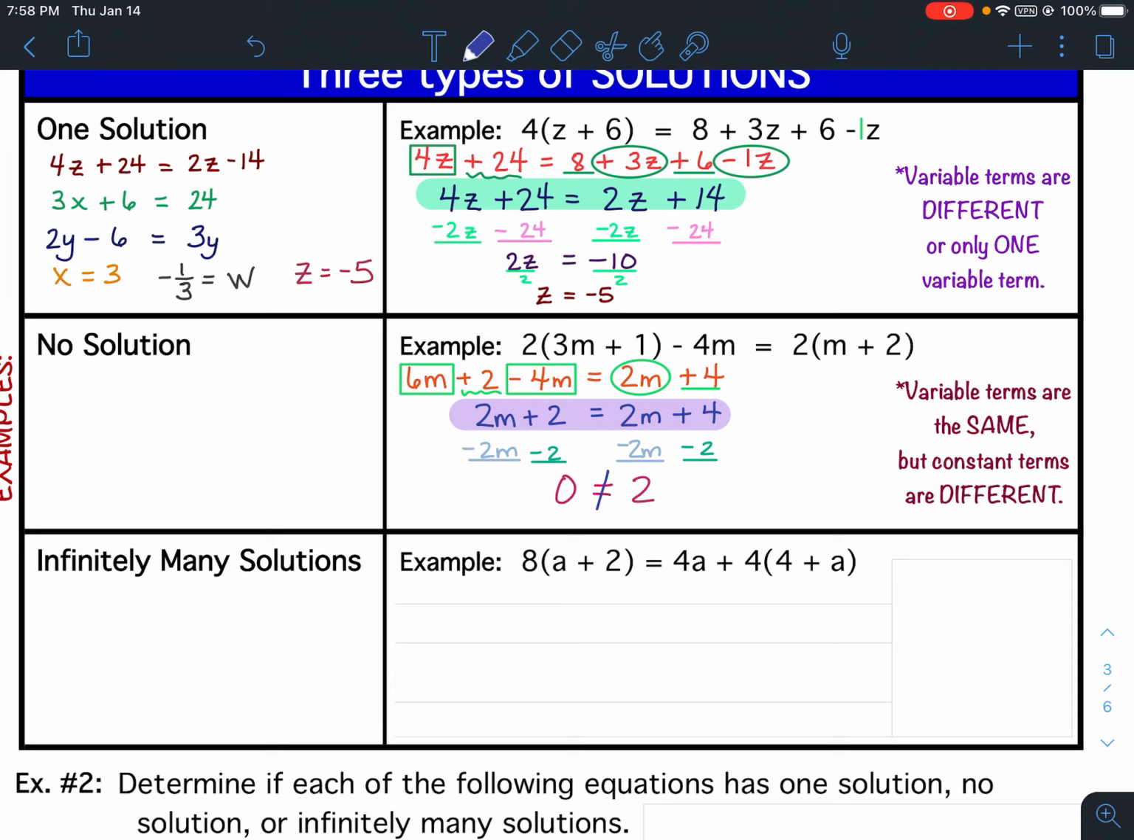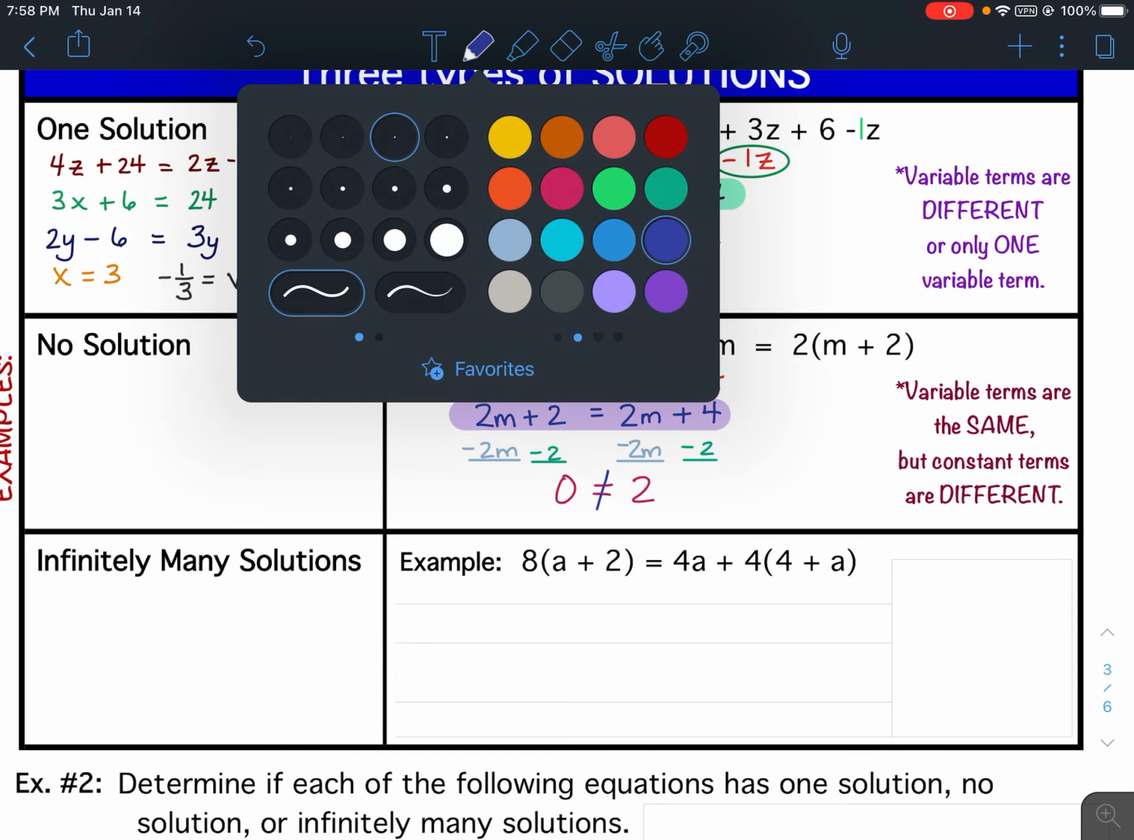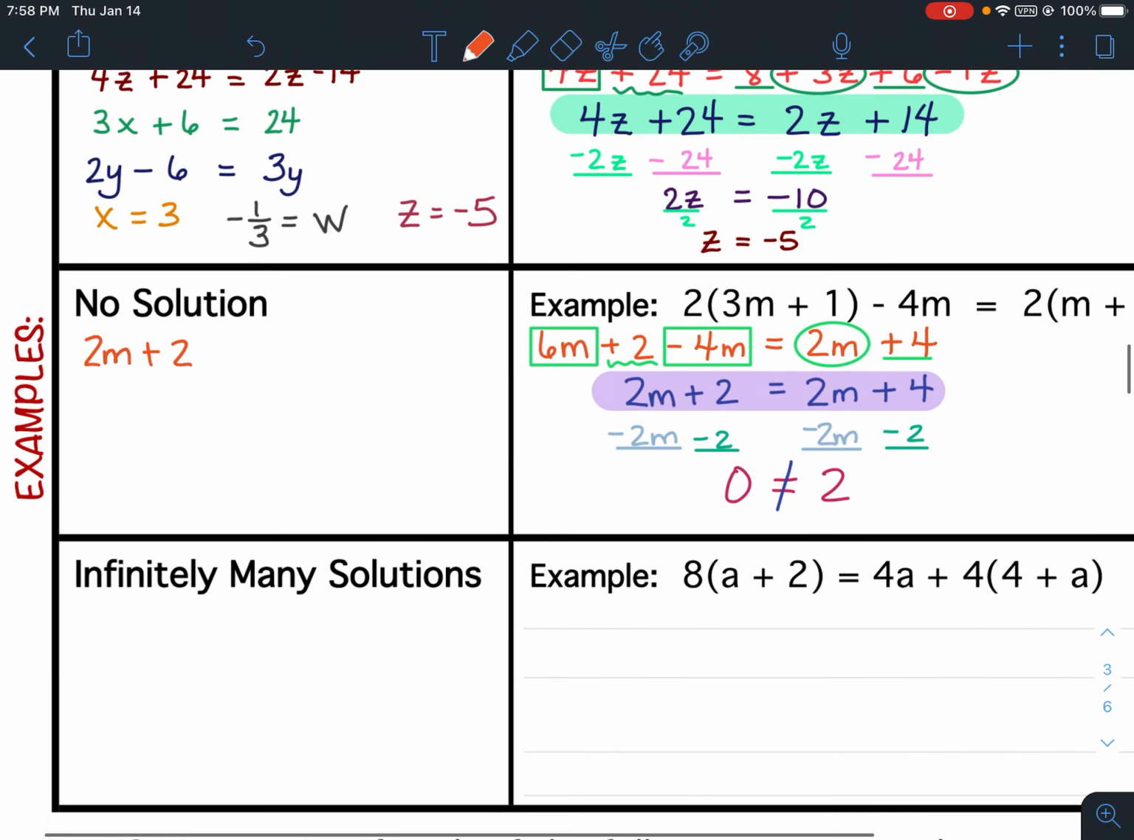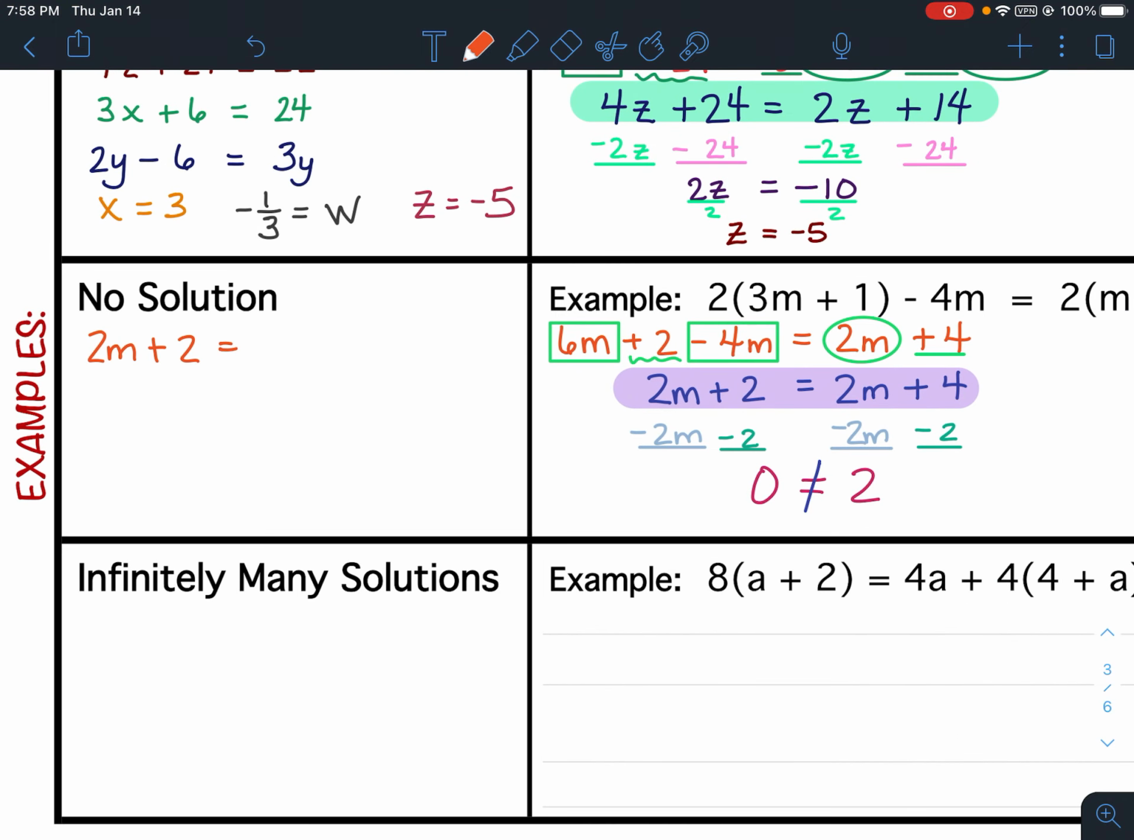All right, so let's write down some examples of what you will look for in no solution problems. Let's start with our highlighted part. So that would be 2m plus 2 equals 2m plus 4. Variable terms the same, but your constant terms different.